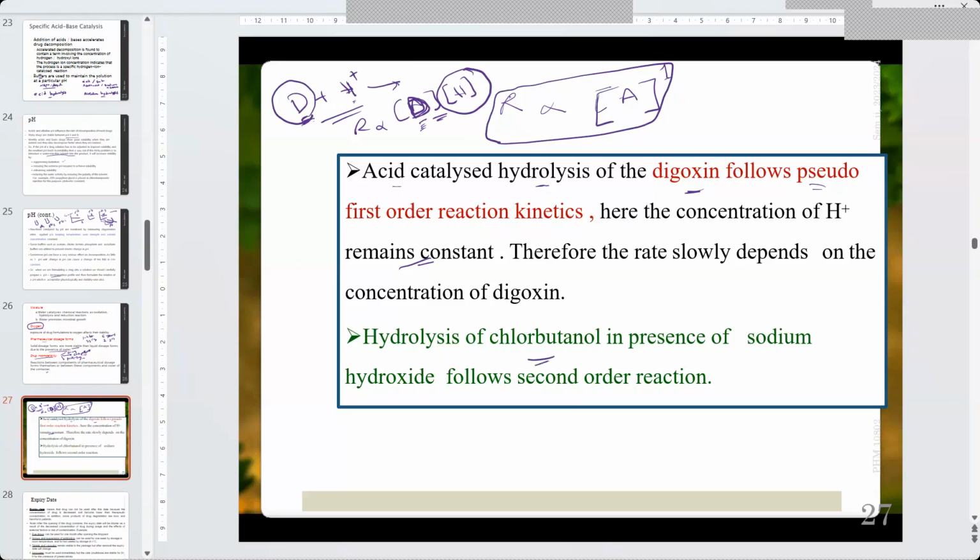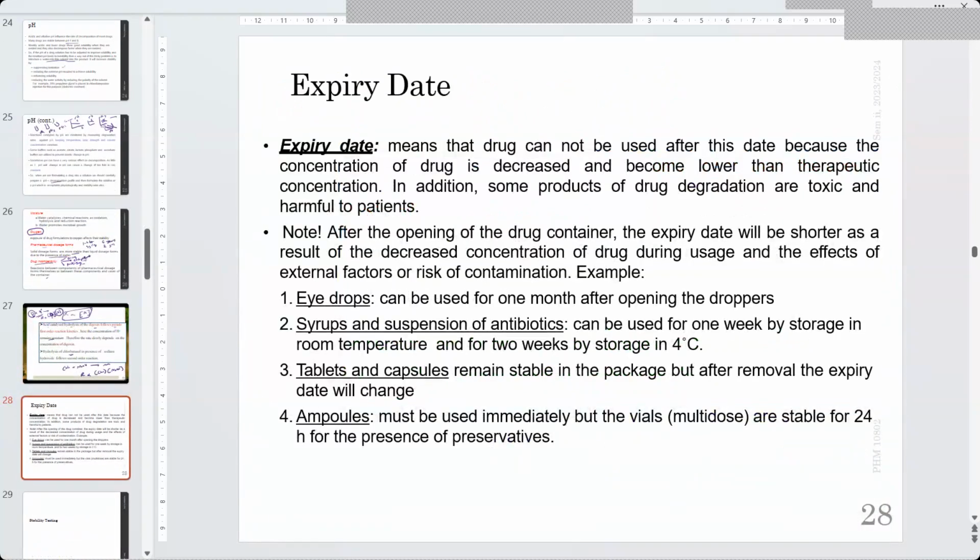Hydrolysis of chlorbutanol in presence of sodium hydroxide. So chlorbutanol plus sodium hydroxide gives some reactant. So reaction rate is proportional to the product of chlorbutanol times the sodium hydroxide. So this is a second order reaction, and it's real, not pseudo first order, because both of them, the concentration change with time.